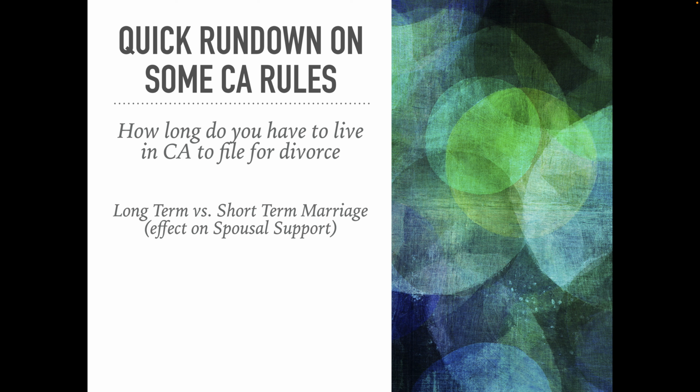In a short-term marriage, let's say your marriage is 5 years, and the court grants spousal support to one of the parties requesting, then it would be half the term of the marriage. So if it's a 5-year marriage, spousal support would be granted for 2.5 years. It can extend beyond the 2.5 years, but it would be at the court's discretion.